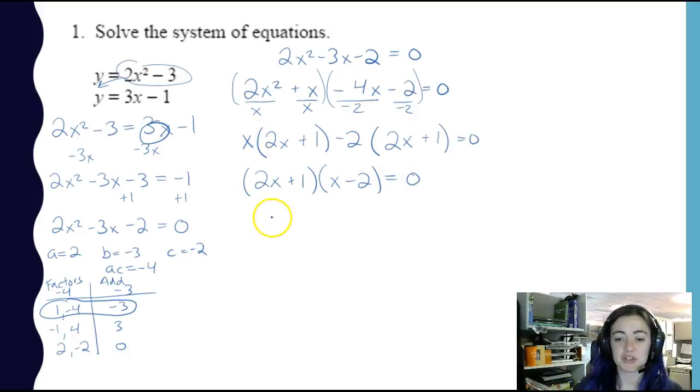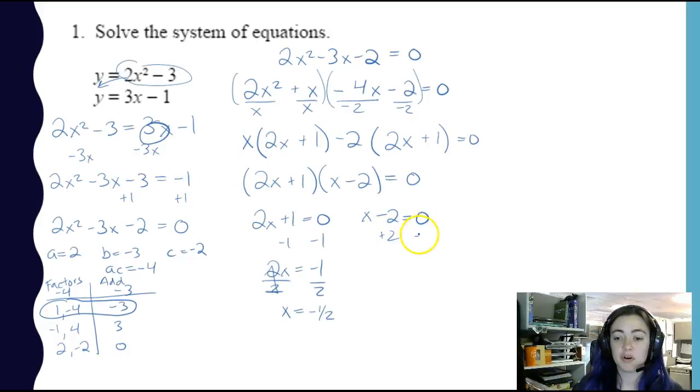So now we can use our zero product property. We know that the only way when two things are multiplied by each other to get to 0, one of them has to equal 0. So 2x plus 1 equals 0, or x minus 2 is equal to 0. We'll solve for those using inverse operations. So we get x is equal to negative 1/2, or x is equal to 2.